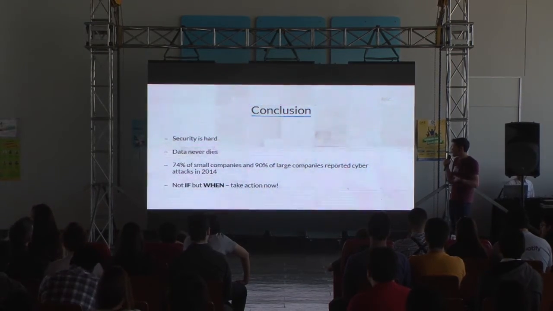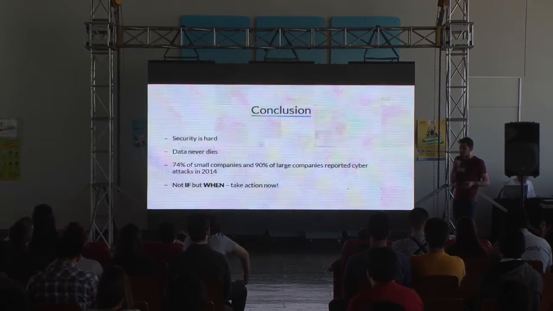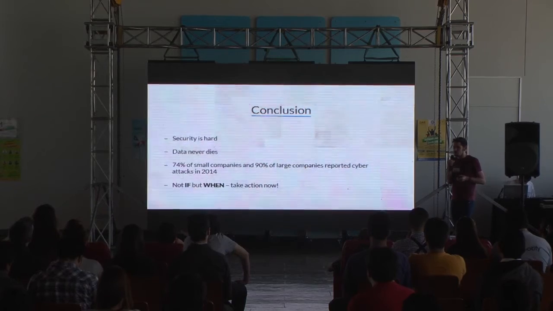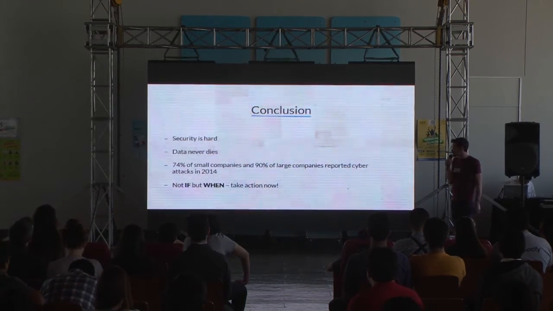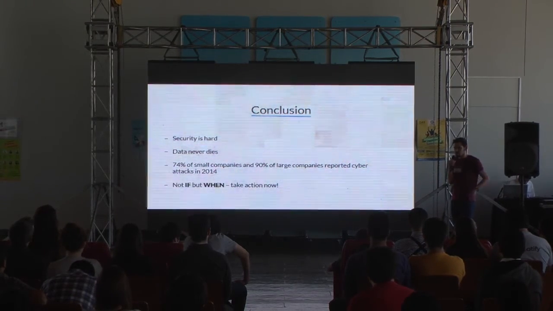But if I can leave you with a couple of points, security is very hard. If you have a breach, that data will never, ever, ever die. So if you lose your users' database, it's going to float out on the web at some point or other, and you've all probably seen that with the Ashley Madison leaks, where the data was released about 2 weeks ago.